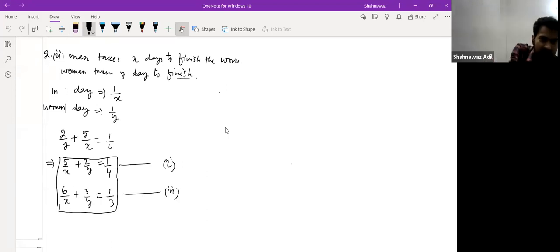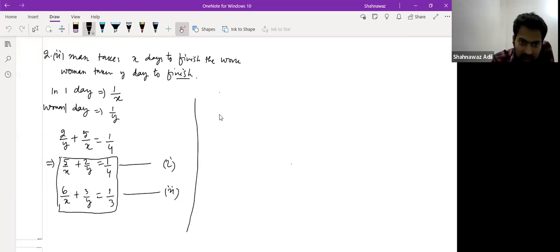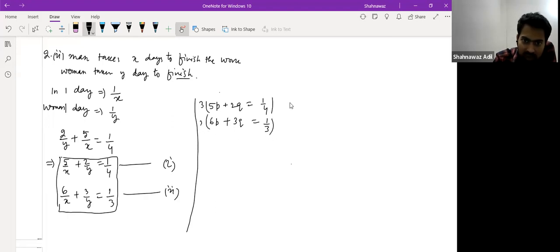Do we have to multiply the first equation with 2 and the second equation with 3? So this is 5p plus 2q is 1 by 4, and this is 6p plus 3q is 1 by 3. So you are saying multiply the first with 3 and the second with 2, right?